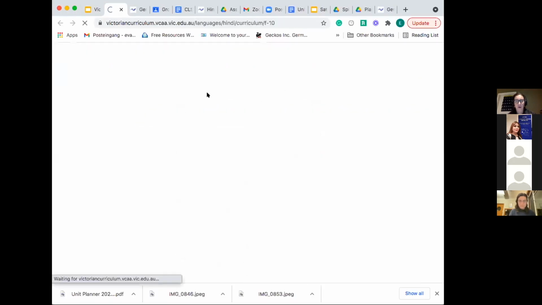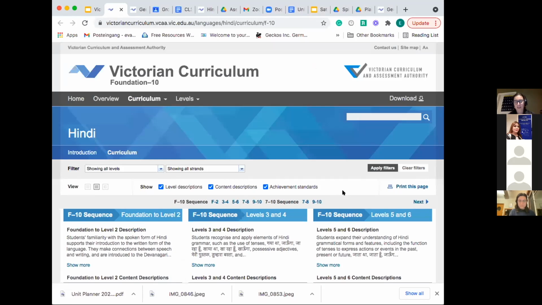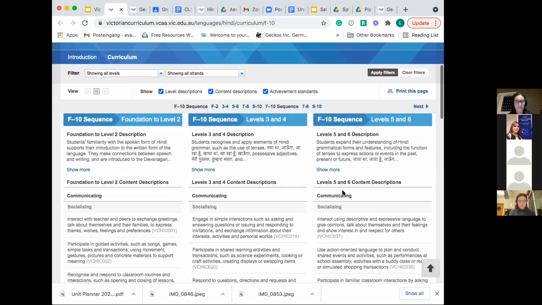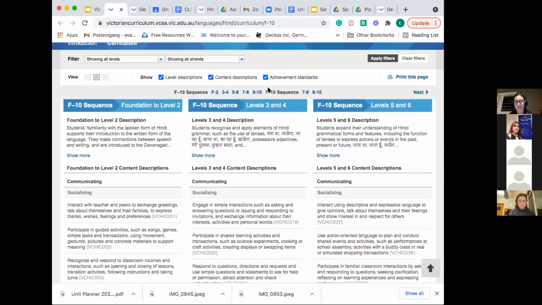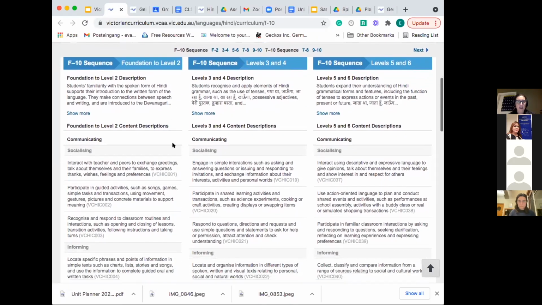So let's have a look at the scope and sequence. This one is the Hindi one. And you can see there are two different ones. Most schools start with foundation, so you choose the first one here that goes from foundation up to year 10. If you're a school that starts in secondary, you would choose the second one that starts with year 7. But most of us, we start with the foundation classes. So when you look here, you have foundation to level 2, levels 3 and 4, levels 5 and 6.